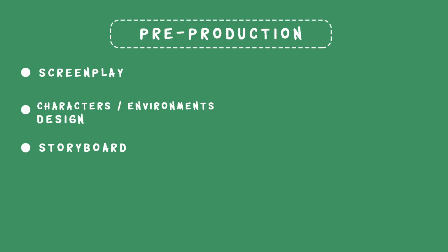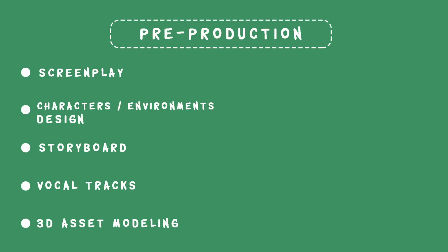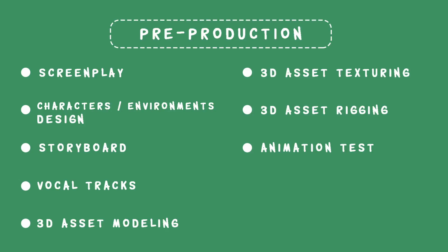In the pre-production, we have these main distinct phases: screenplay, character environment design, storyboard, vocal tracks, 3D asset modeling, texturing, rigging, animation test, and schedule and planning. Let's see some examples of these steps.